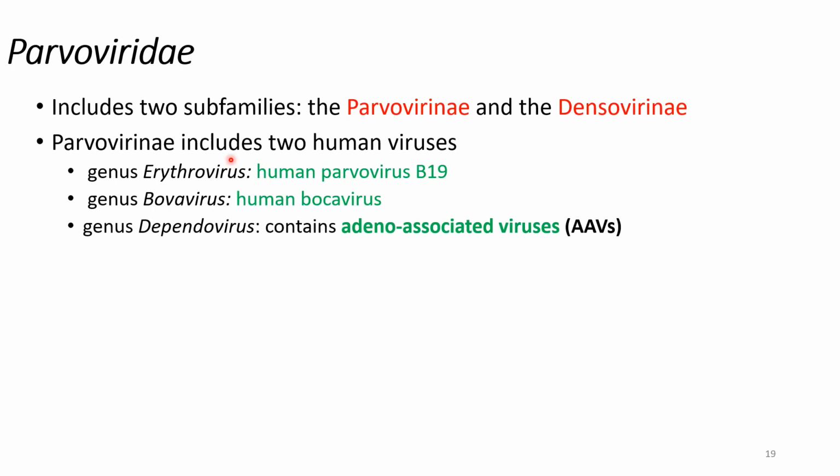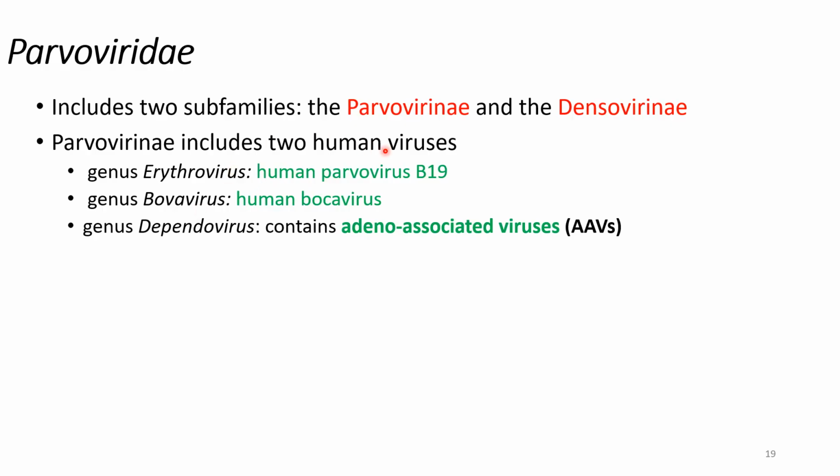So next we'll talk about parvoviruses. Parvoviridae includes two subfamilies, the Parvovirinae and the Densovirinae. The Parvovirinae subfamily includes two human viruses. The first is the human parvovirus B19 that belongs to the genus Erythrovirus, and the other one is the human bocavirus that belongs to the genus Bocavirus.